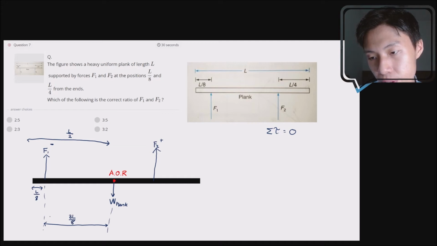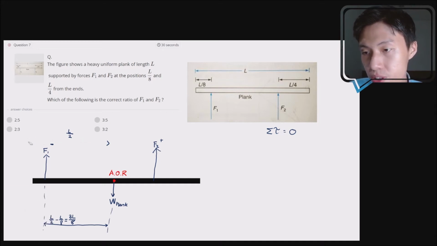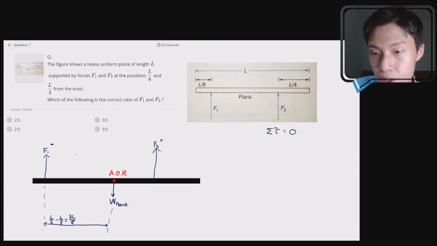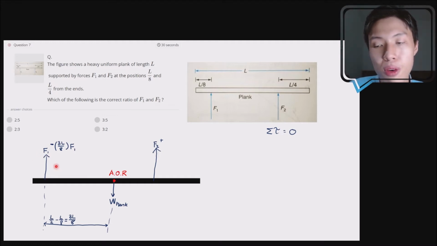Okay, you get it from taking L over 2, which is 4 over 8 L, minus 1 over 8 L, you get 3 over 8 L. So this is the distance from the axis of rotation to the point where F1 is being exerted. So this will be negative 3L over 8. Then the force perpendicular will be F1 straight away, because you don't need to resolve this F1 over here.